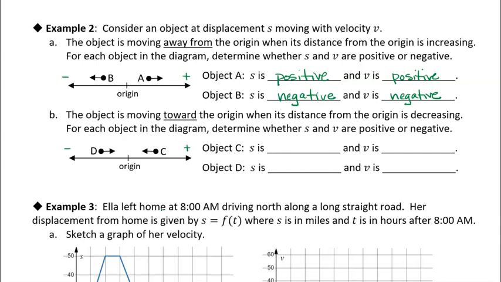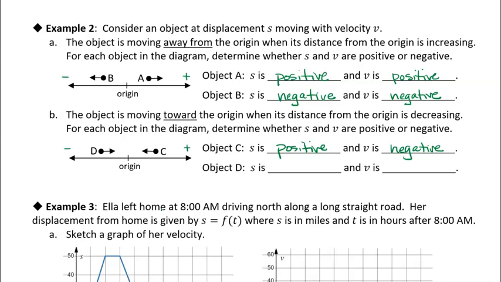Now they are both moving toward the origin. Okay, and so object C, the displacement is positive, right, because it's to the right of the origin, but its velocity is negative, right, because it's moving to the left, right? Its position is to the right, but it's moving to the left, so it's moving toward the origin.